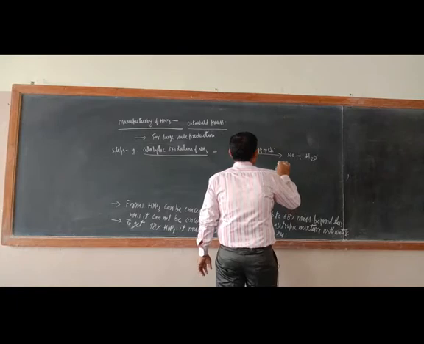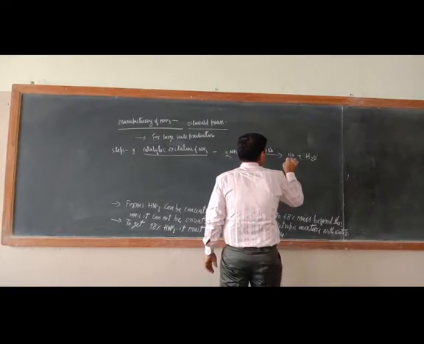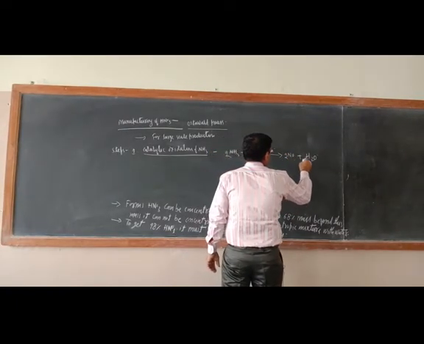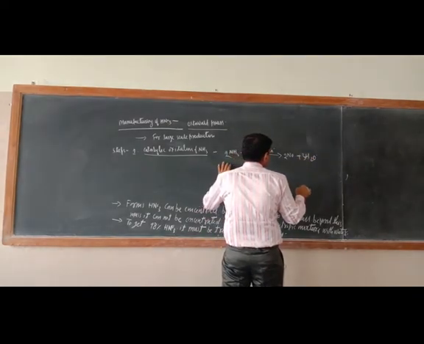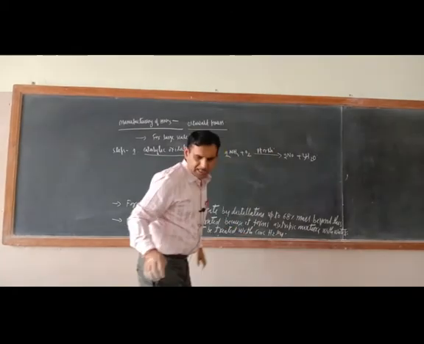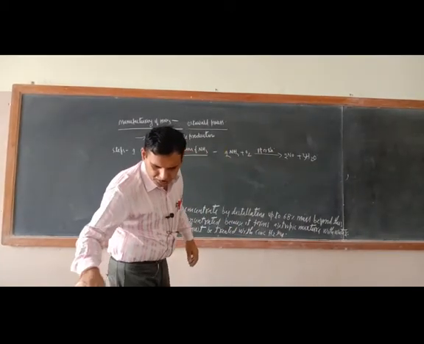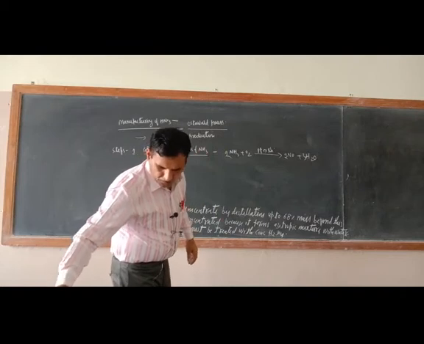Now do one thing: write down 2 here, 2 here, 3 here. The oxygen is not balanced. We can balance the oxygen, there is no issue with this one.